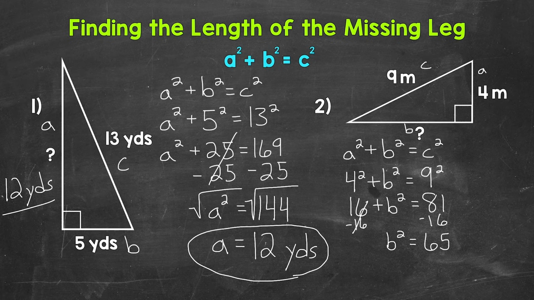Since B is being squared, we can take the square root in order to isolate B. Whatever we do to one side, we must do to the other, so let's take the square root of 65 as well. B is now isolated, so B equals the square root of 65. 65 is not a perfect square, so we do not end up with a whole number answer. B equals the square root of 65.